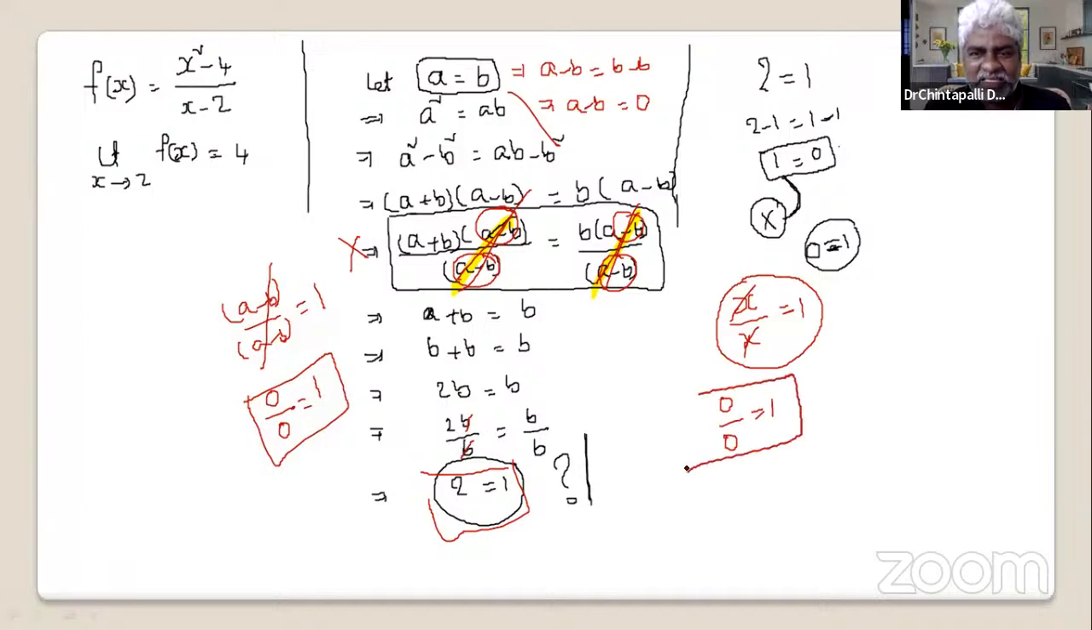In the next class, we will discuss why 0 by 0 is not 1, and not something else either. It is called an indeterminate form. There are some indeterminate forms in mathematics.